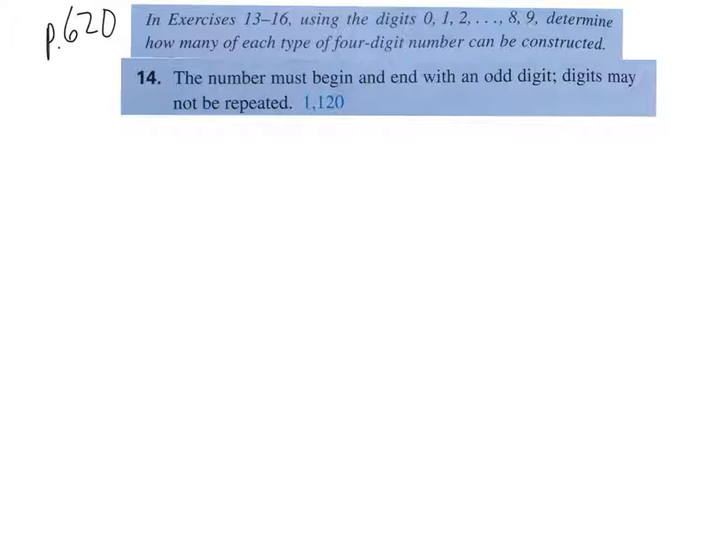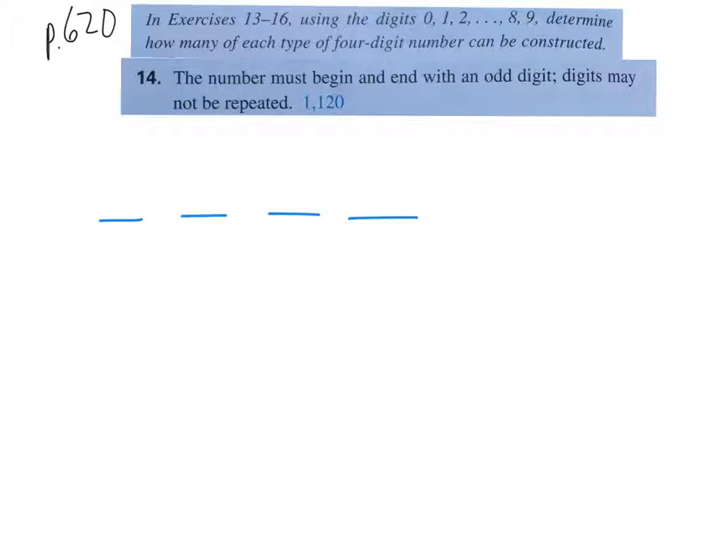And on number 14 it says the number must begin and end with an odd digit. Digits may not be repeated. So we have these two conditions that we have to satisfy when we make our number. So let's go ahead and line up 4 slots for our 4 digits, right? So it's a 4-digit number, and what we're going to enter in the slots are the number of digits we can choose for each slot. So the first thing says it must begin and end in an odd digit, and digits may not be repeated.